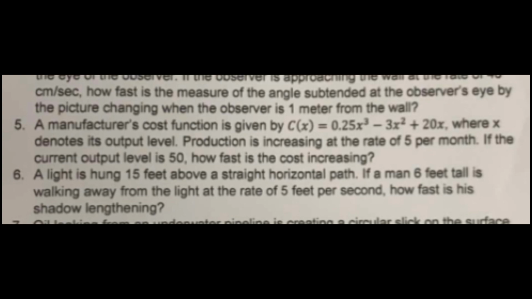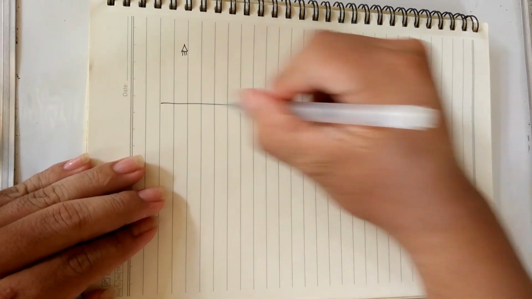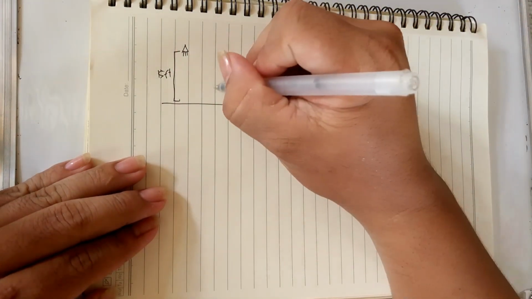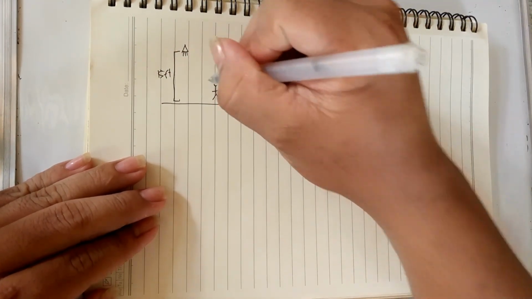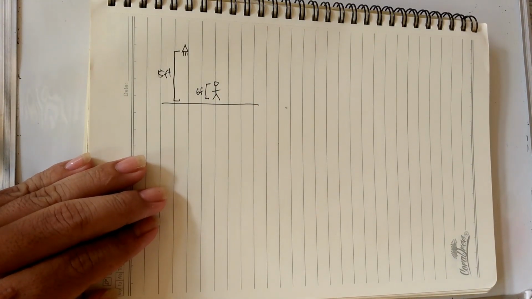Our next problem is problem number 6. A light is hung 15 feet above a straight horizontal path. If a man 6 feet tall is walking away from the light at the rate of 5 feet per second, how fast is his shadow lengthening? So first we draw what is in the problem. Given the light is 15 feet above the ground, and the man's height is 6 feet. So what we need to find is how fast the shadow is lengthening.